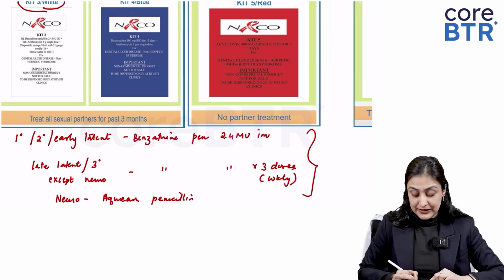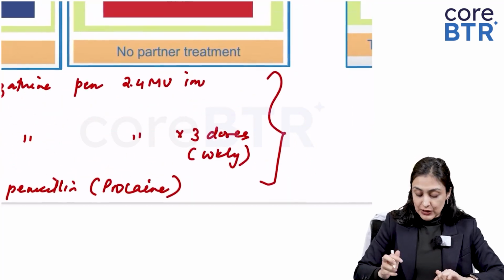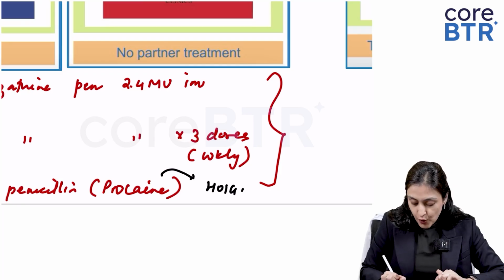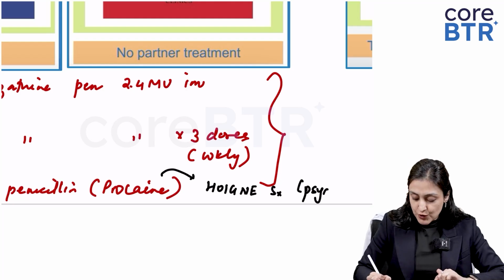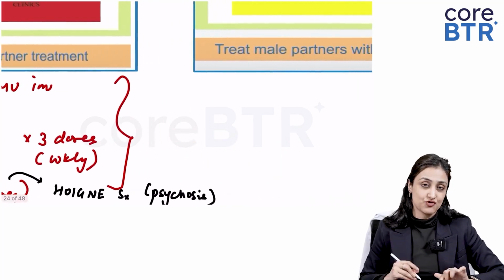First, aqueous penicillin. This is what we call procaine penicillin. When we use procaine penicillin, you may have something called Hoigne syndrome. Hoigne syndrome is a transient psychosis because of the procaine component. Little extra edge, very extra edge.